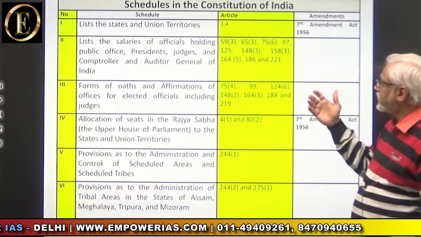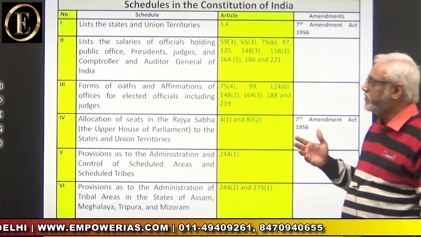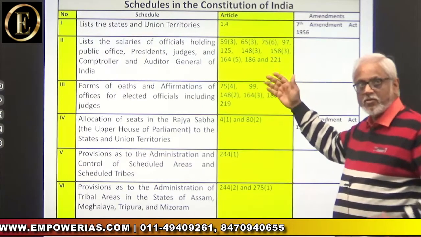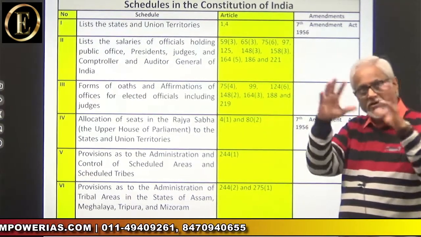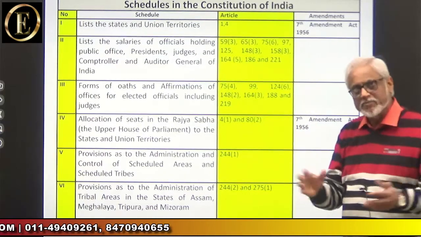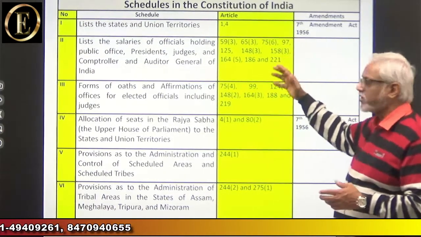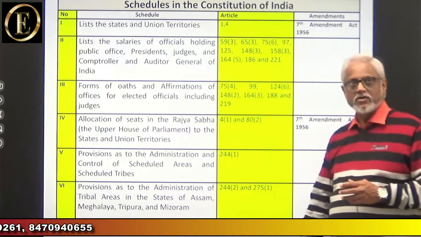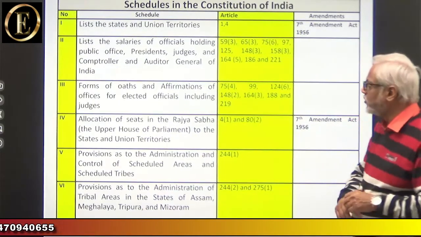Then the list of salaries of officials holding public office: states, union territories, the executive, legislature and judiciary, a lot of people are there. So a number of articles are clubbed in one schedule, called schedule 2.